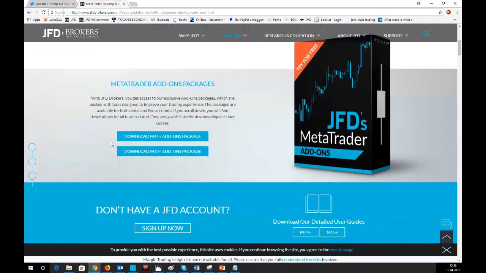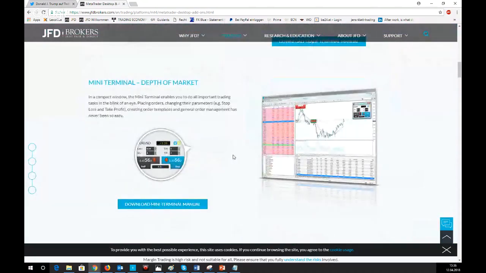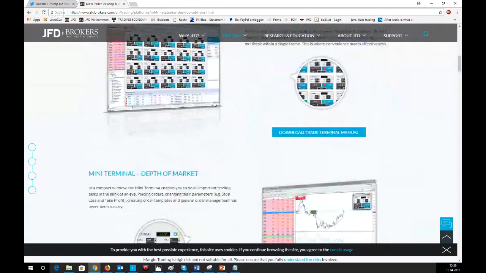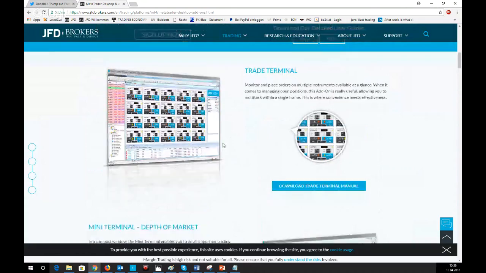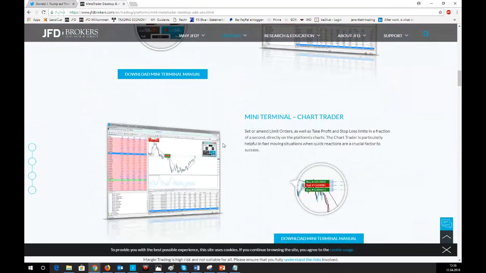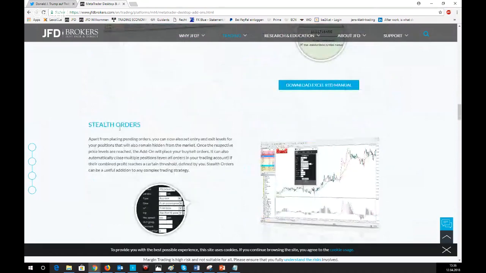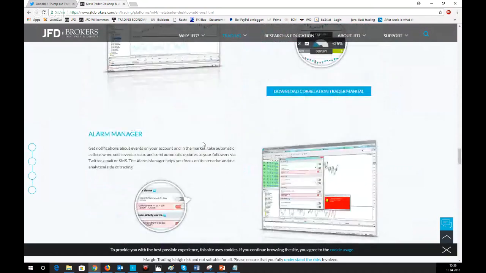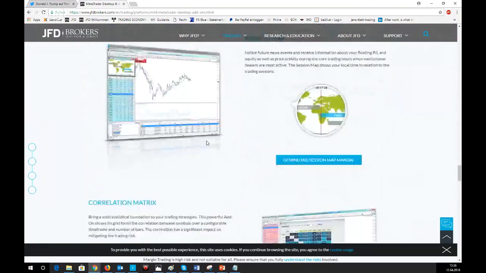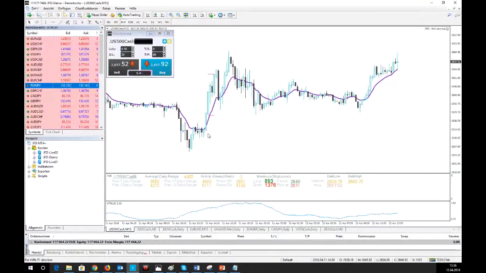Not only can you download it here and include it in the expert section, but you can also see a mini terminal with some descriptions. That's what I'm talking about. It's the manual you can download here, and it's not only the mini terminal, even though I think the most valuable tool here is in fact the mini terminal. But you can also have tools like the Excel RTD, stealth orders, ticker trader, sentiment trader, correlation trader, respectively a correlation matrix, session map, and all this. And all this is completely free for those who download this tool.